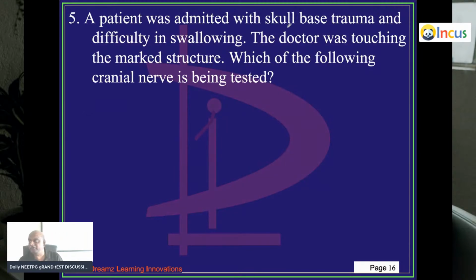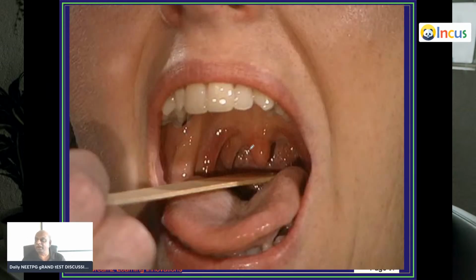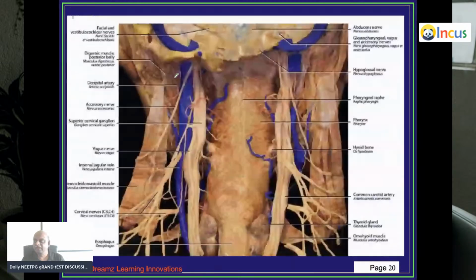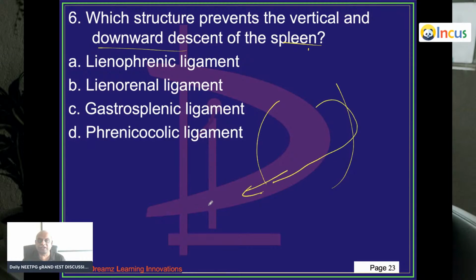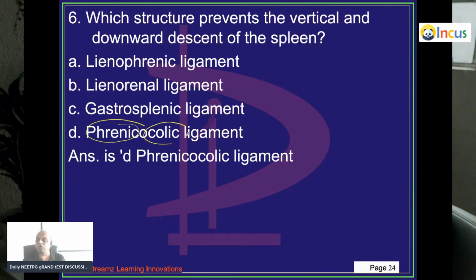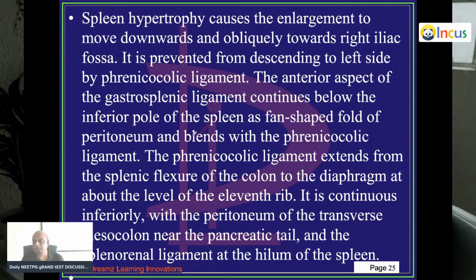A patient was admitted with a skull base injury, difficulty in swallowing. So, what is this structure? Gag reflex. Vagus. Very good. Gag reflex is for testing of vagus. Vertical and downward descent of the spleen is prevented by what? When the spleen enlarges, it enlarges towards the right iliac fossa because of the phrenicocolic ligament between the diaphragm and the colon.